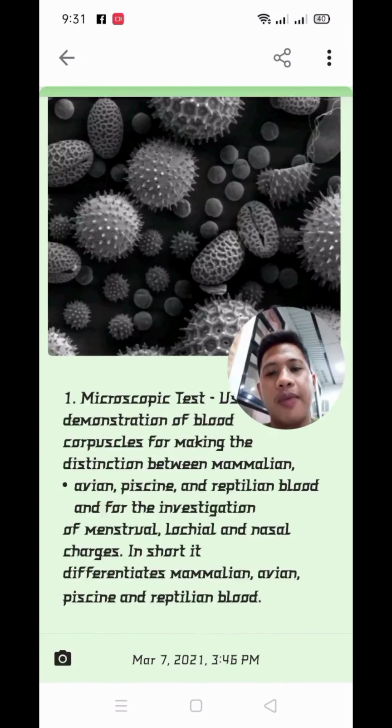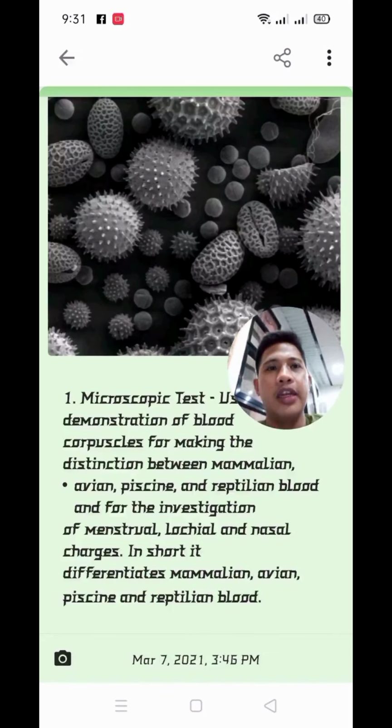So like for example, mammalian cells and other molecules that can act as a sort of connective tissue within the cells.